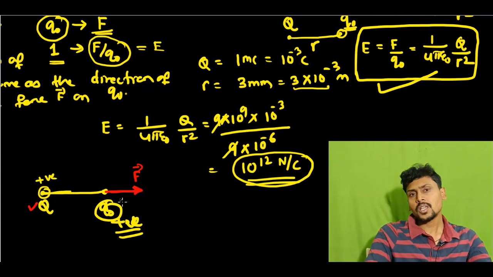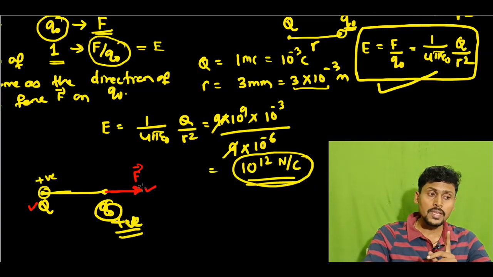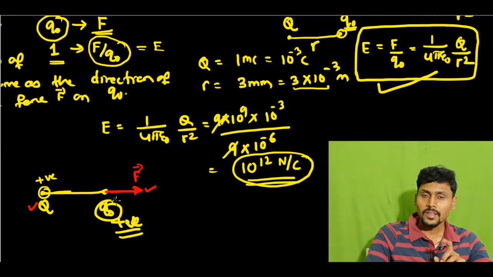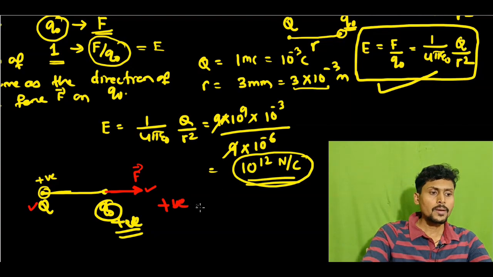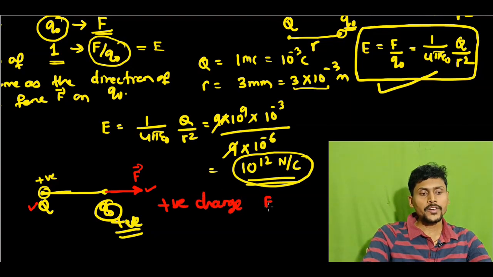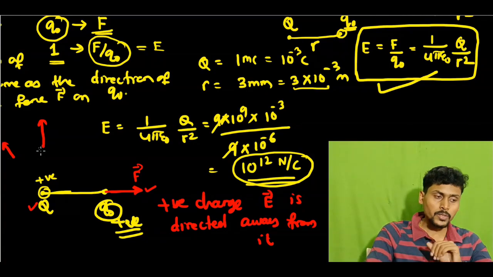It means the direction of electric field intensity due to a positive charge is always directed away from it. This arrow mark represents the direction of electric force on the test charge, or the direction of electric field intensity due to the source charge Q. So remember that for a positive charge, the electric field is directed away from it. If I choose a point here, the electric field will be in this direction. If I choose a point here, the field will be in this direction. So remember this important point.